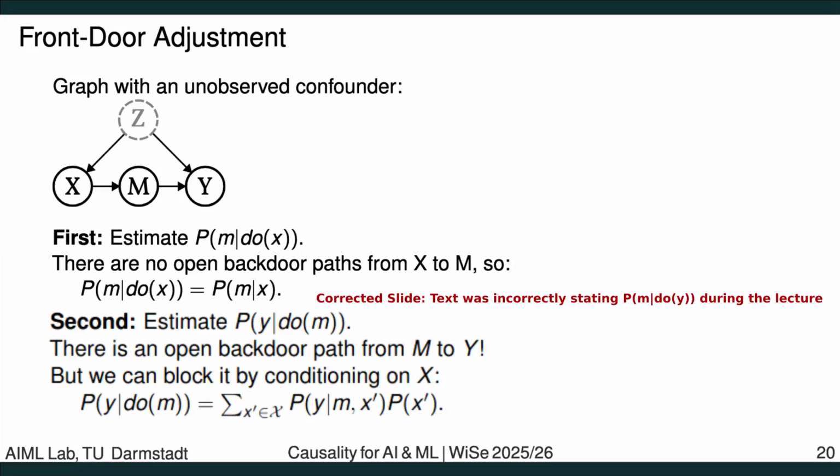For the second part, again, we want to estimate y conditioned on do m. Again, we need to check that there is no open backdoor path. But here there is a backdoor path, right? It goes m, x, z, y, and here we condition on y. But we can block it by conditioning on x.